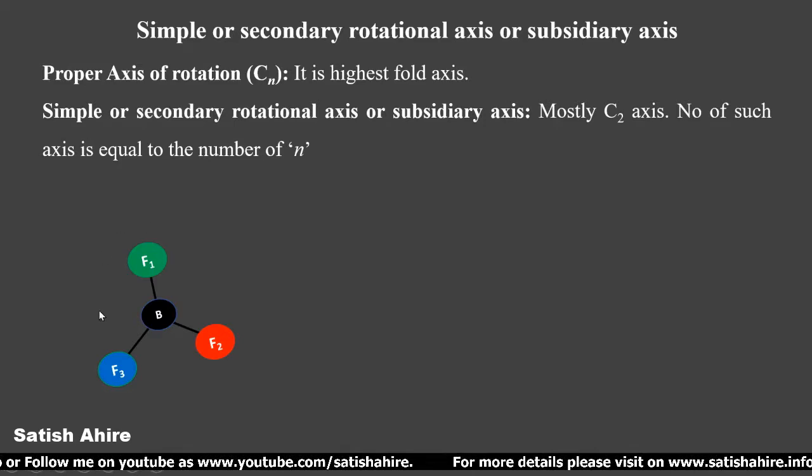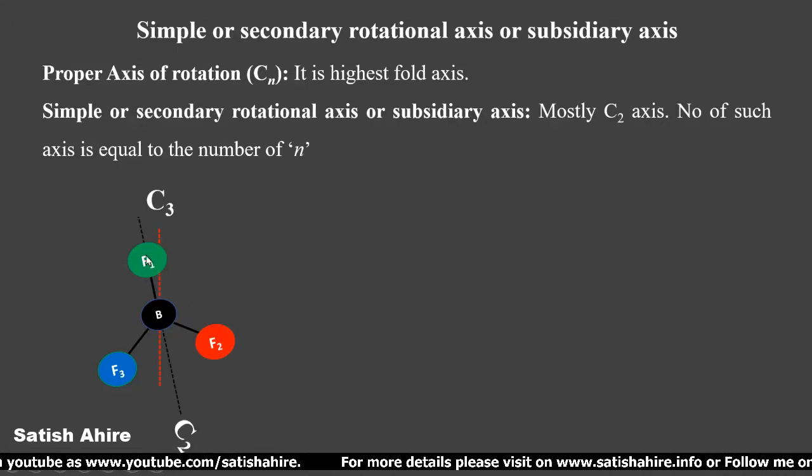Let's consider the example of the BF3 molecule. In the BF3 molecule, the angle between F1, boron and F2 is 120 degrees. Then the C3 symbol is used to label the principal axis. If you hold this F1 atom and this boron and rotate this molecule in a clockwise direction, then there is an exchange between F2 and F3.